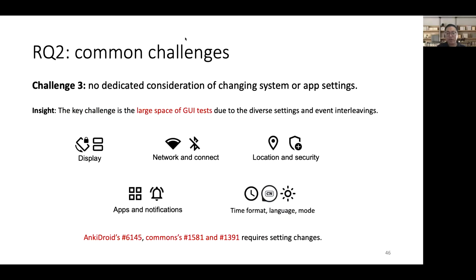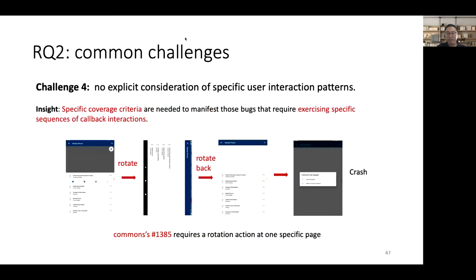The third challenge is that existing tools do not have dedicated consideration of changing system or app settings for finding bugs. The key challenge is the large search space of GUI tests due to the diverse settings and event interleavings. The fourth challenge is that existing tools lack explicit consideration of specific user interaction patterns, which are very natural user behaviors. We suggest that specific coverage criteria are needed to manifest those bugs that require exercising specific sequences of callback interactions.